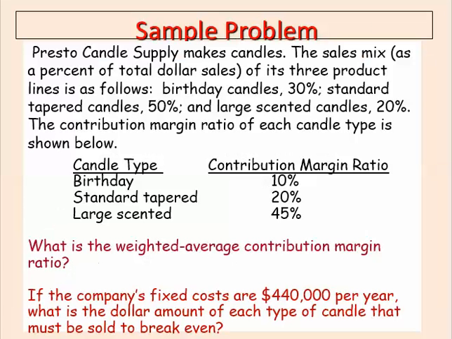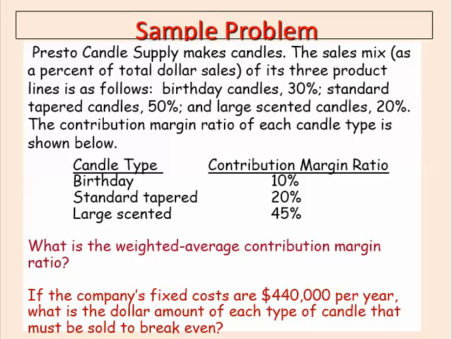Let's do a quick sample problem together. This says Presto Candle Supply Company makes candles. The sales mix is a percentage of total sales of each of its three product lines. They sell birthday candles 30%, standard tapered candles 50%, and large scented candles 20%. And then it gives us the contribution margin ratio of each. It says, what's the weighted average contribution margin ratio, and what if the company's fixed costs are $440,000 per year.